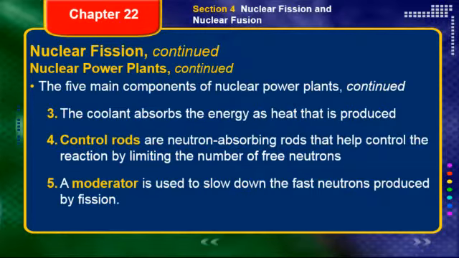A moderator is used to slow down the fast neutrons produced by fission. Again, we're trying to control the rate at which these reactions happen. So we're actually slowing down the speed at which these neutrons operate.